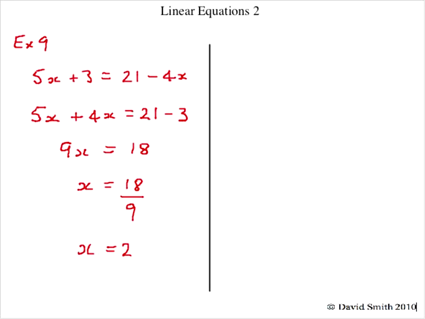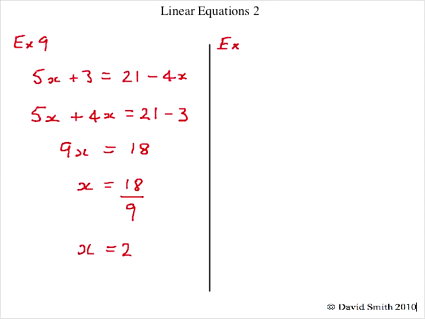And if we substitute that x equals 2 into the top line, 5 2s are 10 plus 3 is 13. And on the right-hand side, 4 2s are 8, 21 minus 8 is 13. So I'm confident 13 equals 13. I've found the right solution, x equals 2.